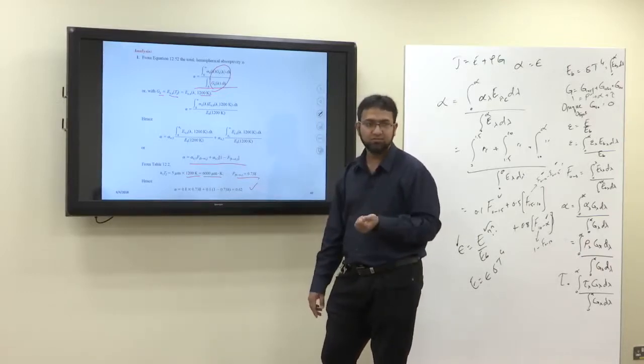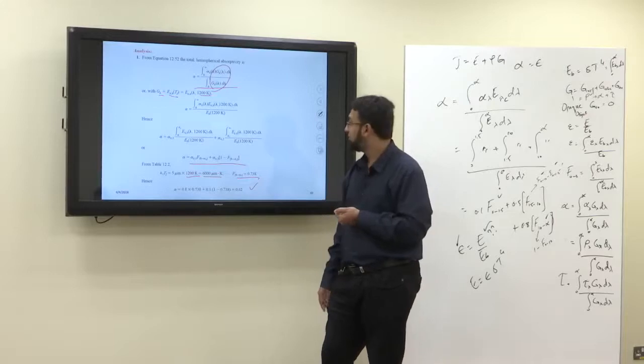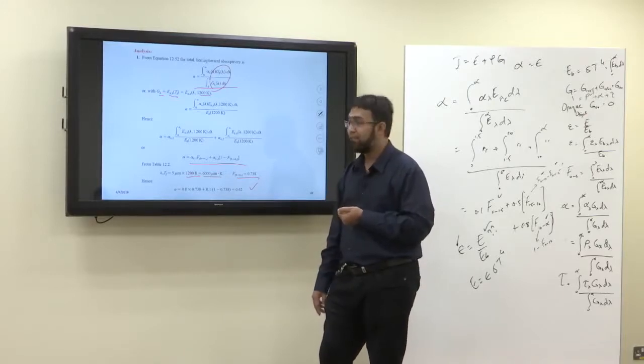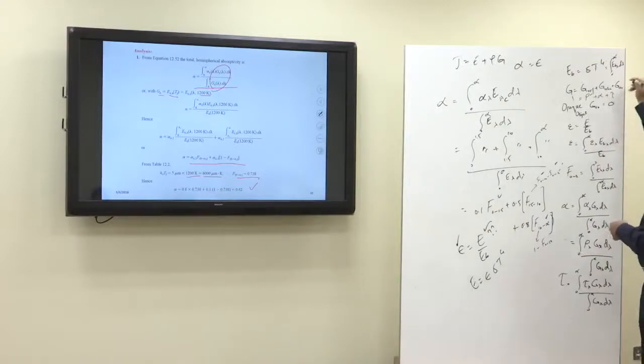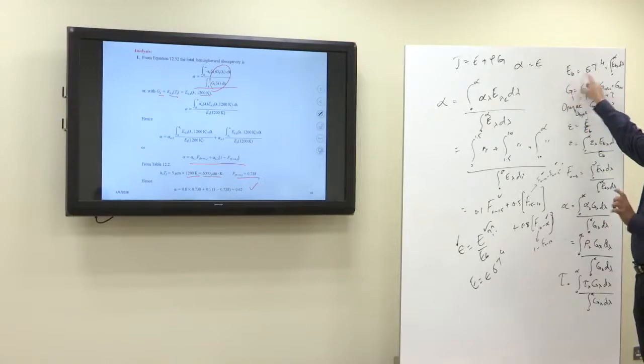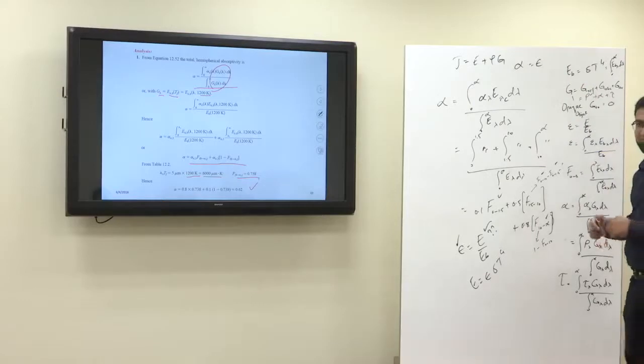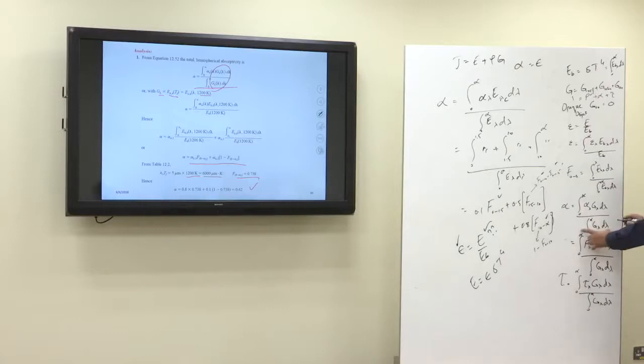Is it clear? So why in the denominator didn't he write the integration for the E_b? As I told you, I can write this thing or I can write E_b, same thing. No problem. Similar is the case for G. I can write this thing or I can just simply write G. Is it clear?